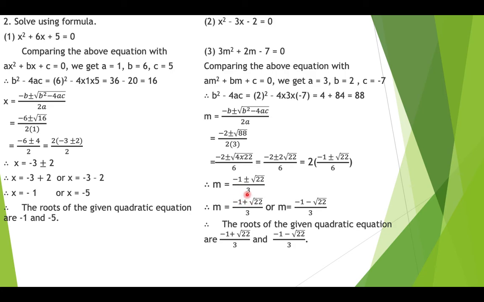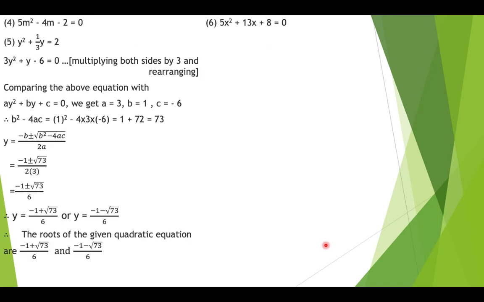So we are going to get two answers, that is m is equal to minus 1 plus root 22 by 3 or m is equal to minus 1 minus root 22 by 3. So therefore the roots of the given quadratic equation are minus 1 plus root 22 upon 3 and minus 1 minus root 22 upon 3. Fourth sum you can write on your own.